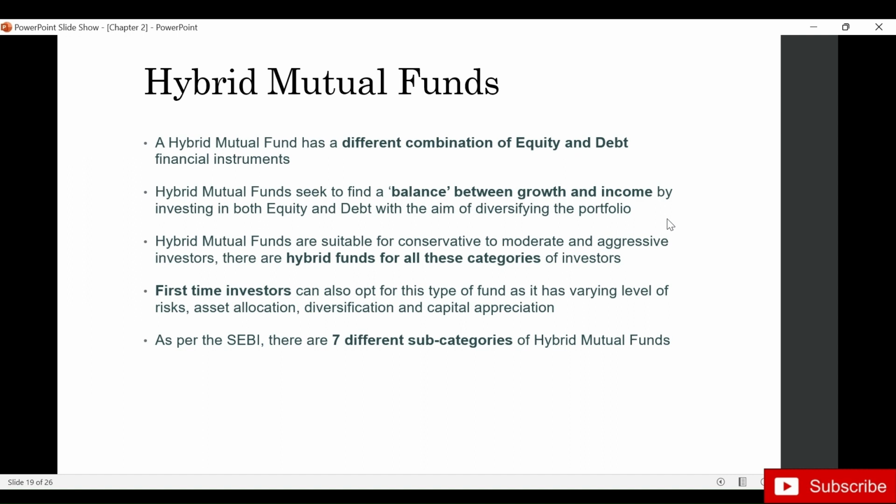Now, first time investors who are investing in the stock market for the first time can also opt for hybrid funds because there are varying levels of risk, asset allocation, diversification, and capital appreciation in hybrid funds. According to SEBI, which is Securities and Exchange Board of India, there are 7 different subcategories of hybrid mutual funds. So let us now discuss each category one by one.